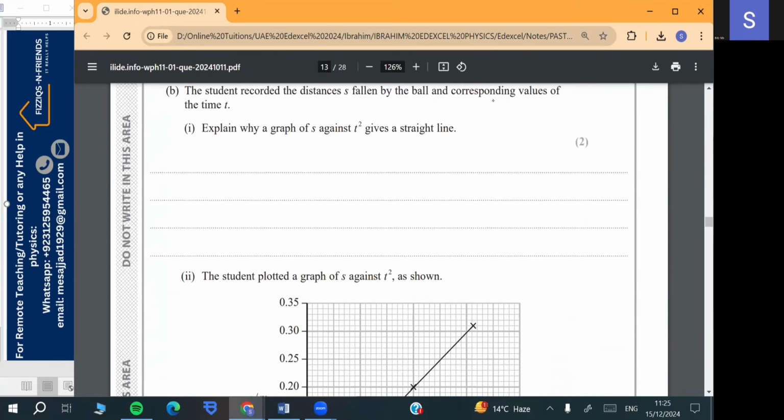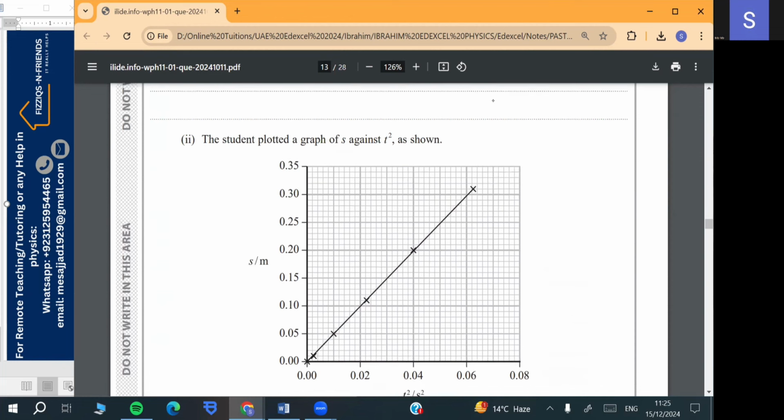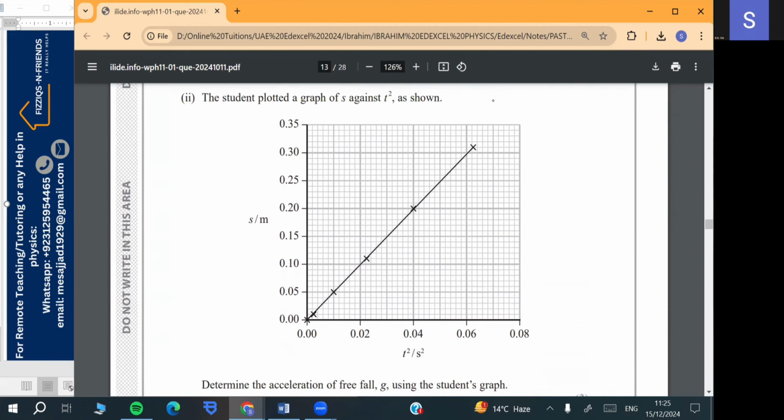Part B. The student recorded the distance s fallen by the ball and corresponding values of the time t. Explain why a graph of s against t square gives a straight line. Now, if you take a look, this graph is actually giving you the gravity, as I explained earlier, right? So I'm applying the second equation of motion here, because the body is falling down, so the gravity sign should be plus. It is not moving up, otherwise it should be negative. Initially the object is at 0, therefore the initial speed is 0, so this term will go to 0. So s equals half g t square, and from here you get 2s over t square equals gravity.